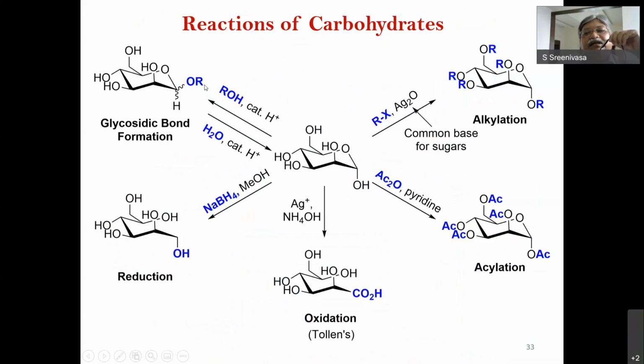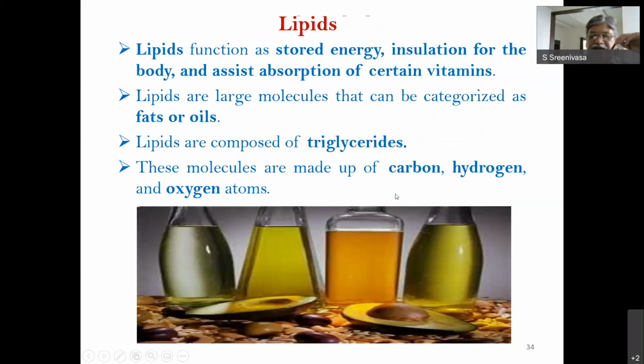As I told, because of this structure, when this is treated, esterification takes place at this. When it is reduced, the sugar unit is reduced here, CH2OH, alcohols will be formed. On oxidation, the aldehyde group will be converted into acid, and acetic anhydride, pentaacetyl derivative will be formed. When you treat it with RX, alkyl halides, alkylation of that OH group will take place, OR will be formed like this. They undergo different types of reactions.